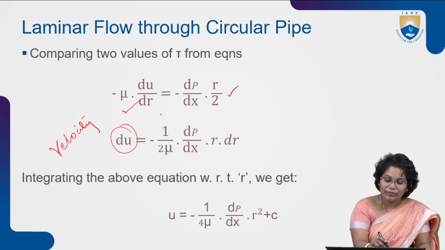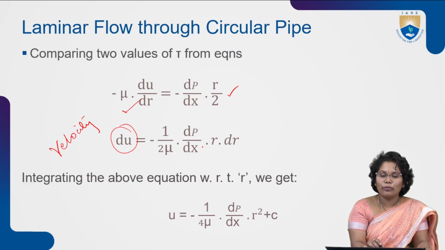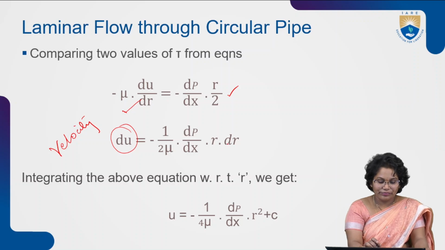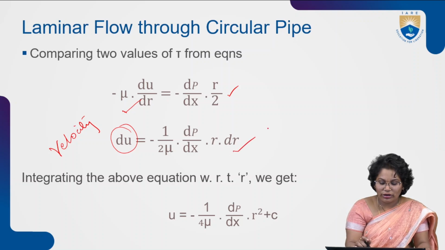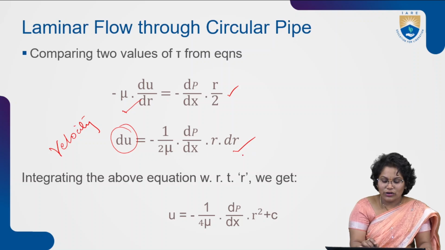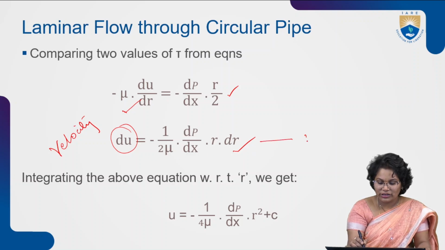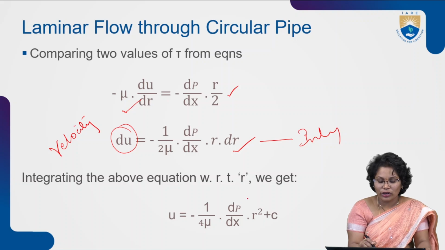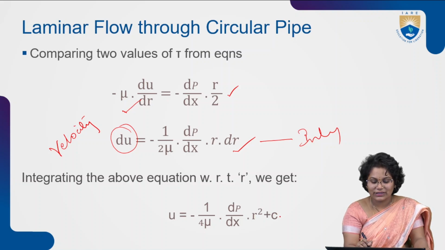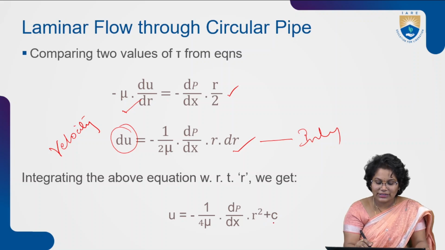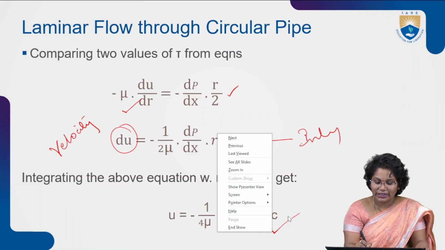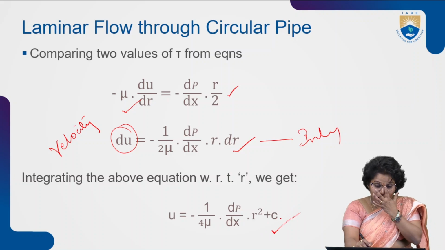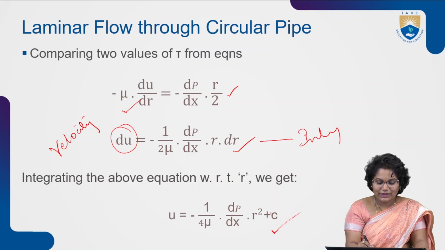So du, taking the left-hand side, is equal to minus 1 by 2 mu into dou p by dou x into r into dr. Right, this is the equation we got. So here I am integrating this to get u. After integration, we are getting u is equal to minus 1 by 4 mu dou p by dou x r square plus c, where c is a constant.